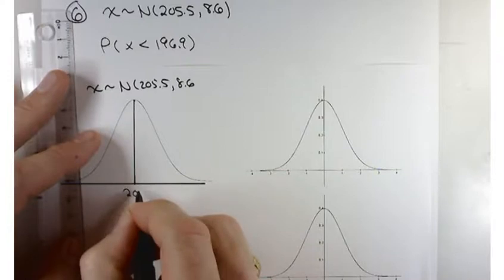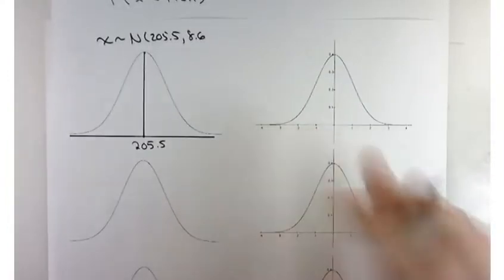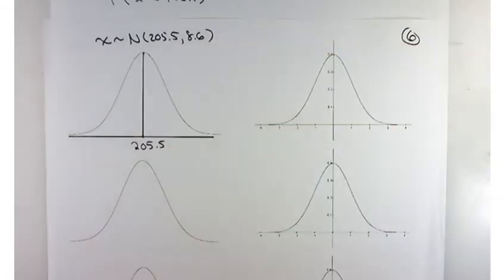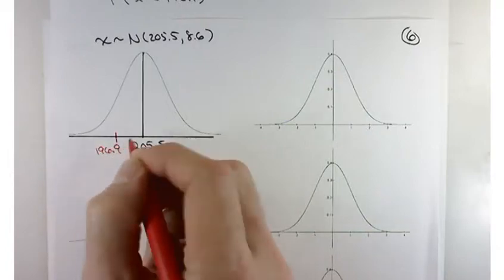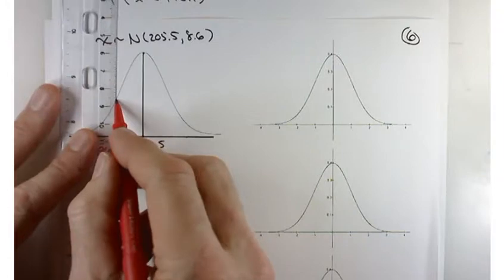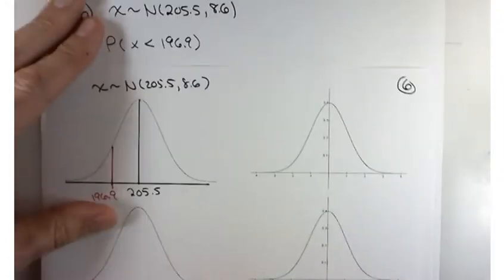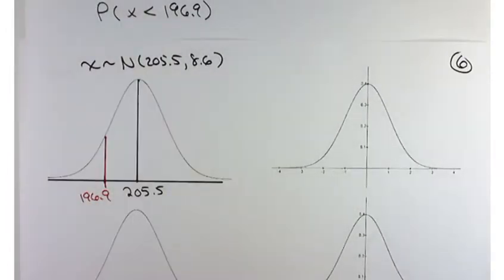So this is 205.5. We want to find the probability that somebody has an overhead reach that's less than 196.9. So I'm just going to draw that about here, 196.9. Here's an important question for us. Which way should I be shading here, to the left or to the right? Good, to the left. I want to make sure that I get that area shaded correctly. So find my implements of math destruction. All right. So I want to shade to the left in this one. So that'd be this area.